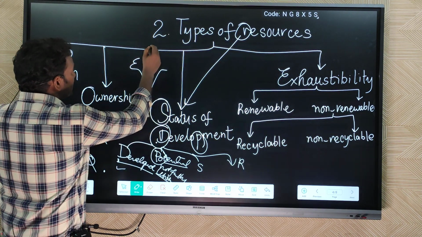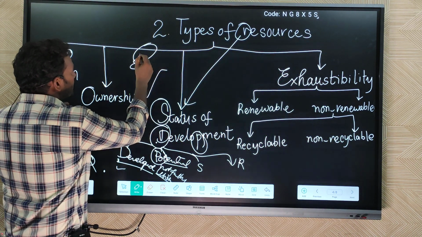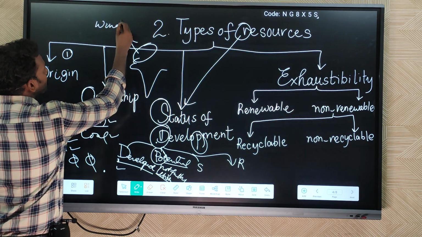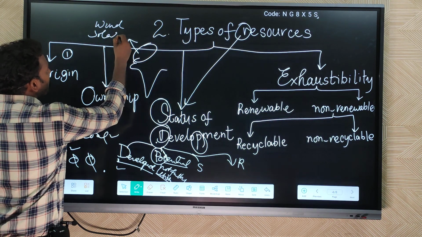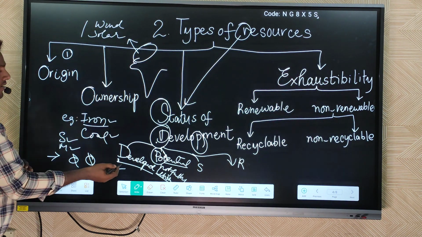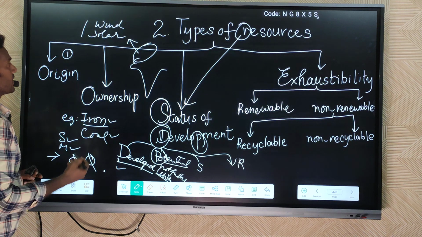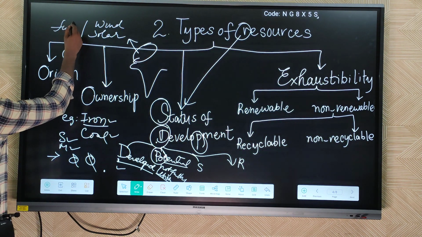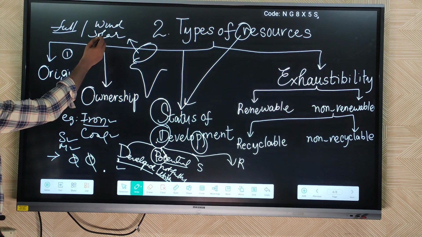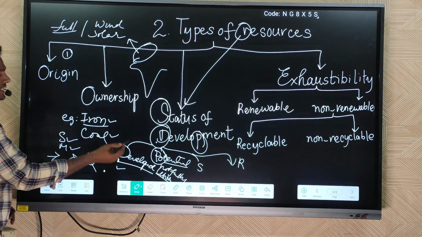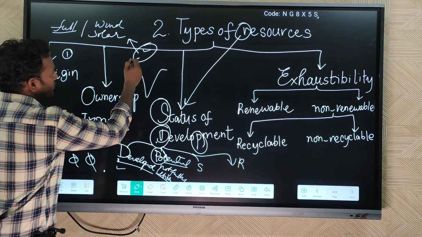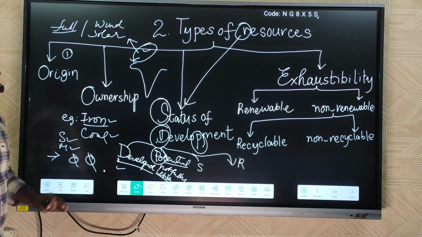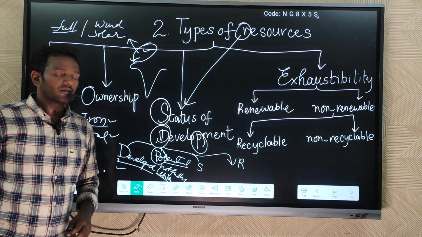in India, in Gujarat and Rajasthan, there is ample wind power and solar power. It has so much scope, so much potential, but we are not utilizing it fully. Still we are not developed for utilizing the wind power and solar power available in Rajasthan and Gujarat. So these resources come under potential resources.